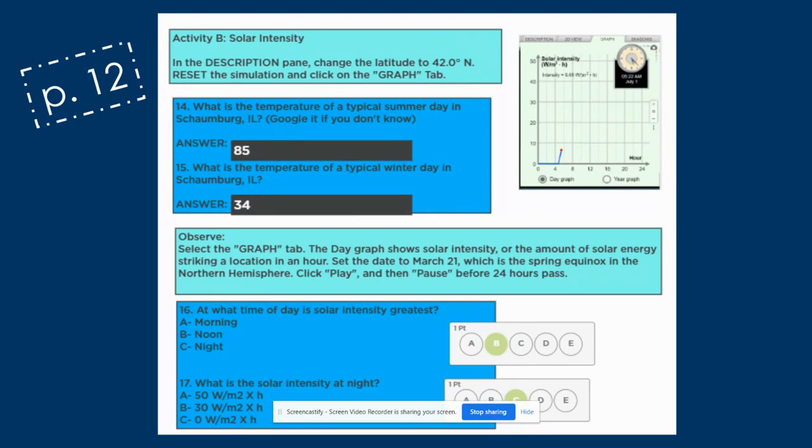All right, page 12 is going to have you look at solar intensity. The average temperature in Schaumburg in the summer is usually about 85 degrees. The temperature of a typical winter day in Schaumburg would be about 34 degrees. From the graph, if you were to continue and actually set up everything that you needed to for March 21st, you would notice that the solar intensity is the greatest at noon. And the solar intensity at night would drop down to 0. That would be because the way that we are rotating, we would not be in the direct path of receiving the sun's rays or any intensity.